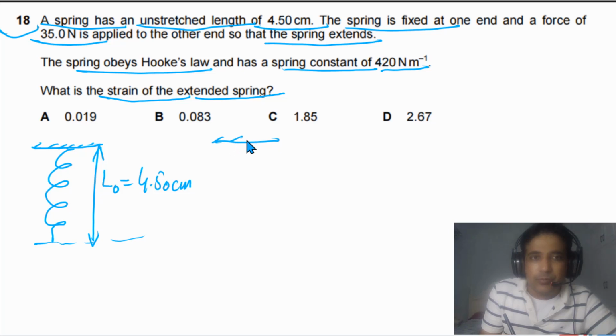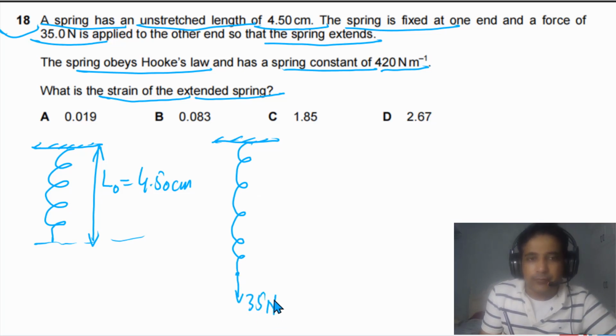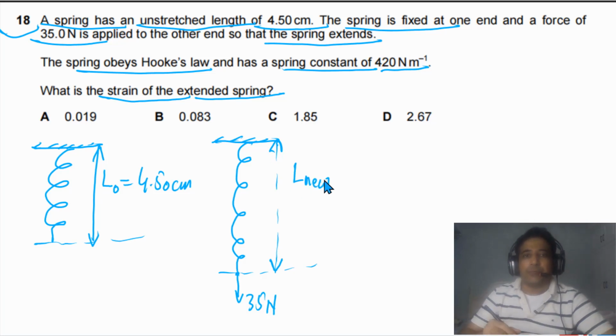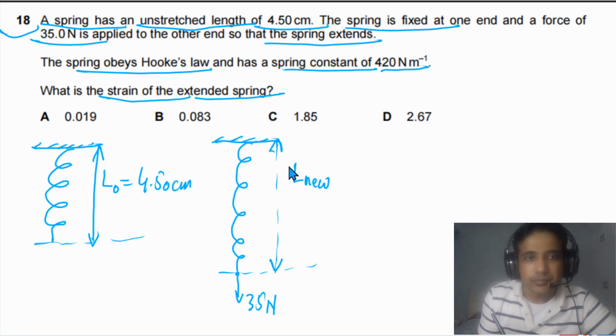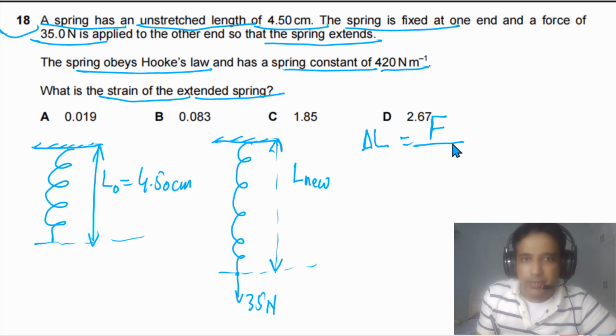Now we apply a force on this spring, and the force we applied is equal to 35 newtons. So we can find the new value of L, we can say this is L new. If we have the value of L new, then we can subtract, but we do not need to find L new. We can simply find delta L, because delta L will be equal to the force applied on the spring divided by the spring constant, divided by K.